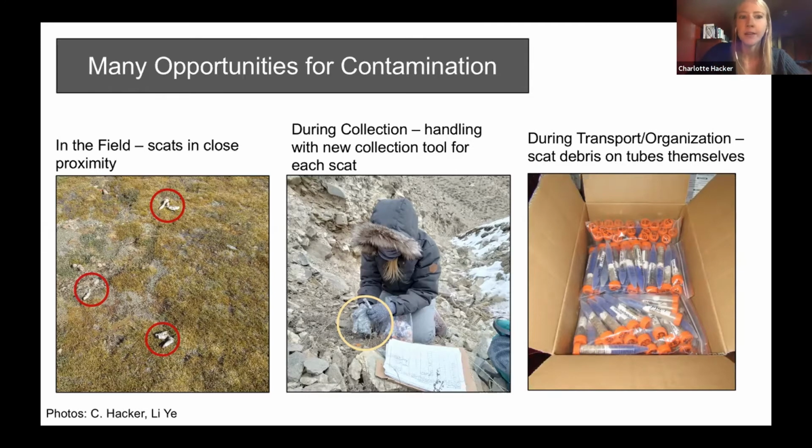So just for example, in the field, this is a snow leopard latrine. So we've had multiple snow leopard individuals defecate in the same spot. And just those scats being in close proximity, there's greater likelihood that those scats could touch each other if the wind blows or it gets kicked by another animal. And so once those scats touch each other, then that DNA is on either scat from the opposing scat. So that's something to keep in mind and something to write down in your notes.